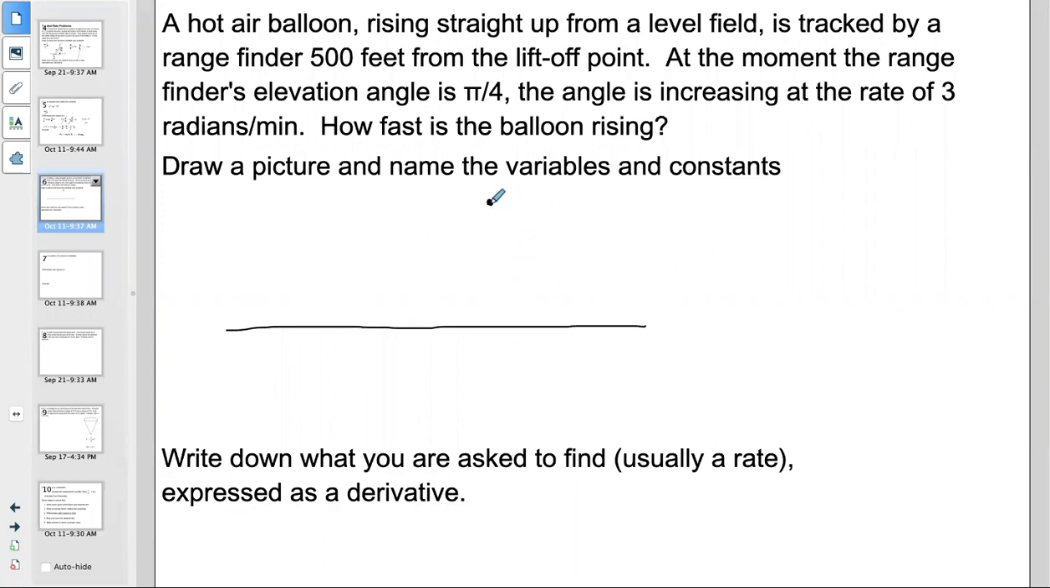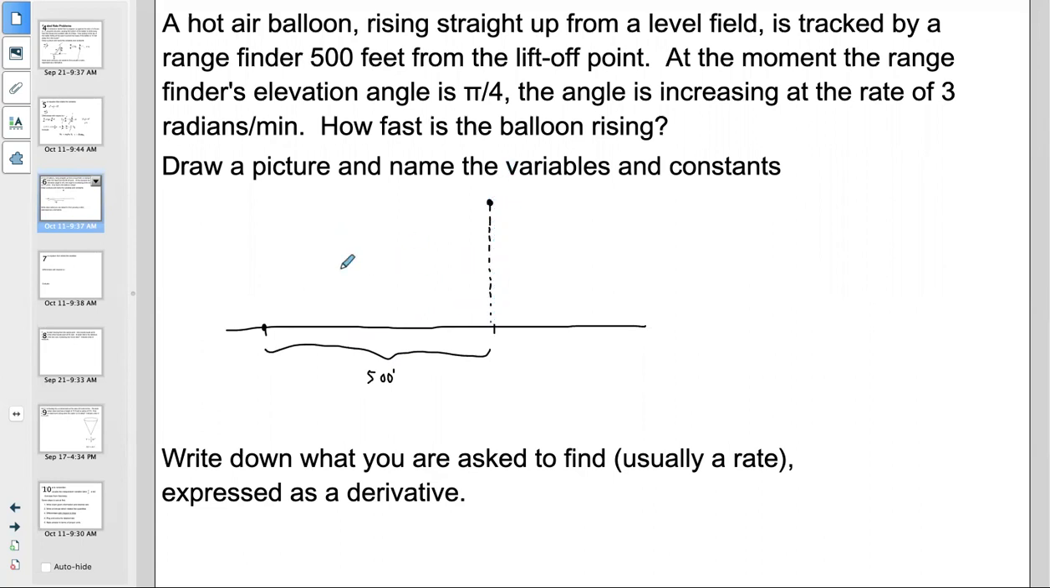It's tracked by a rangefinder. So there's the liftoff point right there. That's straight up and down. It says tracked by a rangefinder 500 feet from the liftoff point. So somewhere over here is a rangefinder, which is like a thing that measures distance. That's 500 feet. At the moment, the rangefinder's elevation angle is pi over 4. The angle is increasing at a rate of 3 radians per minute. Holy cow, that's a lot of stuff.